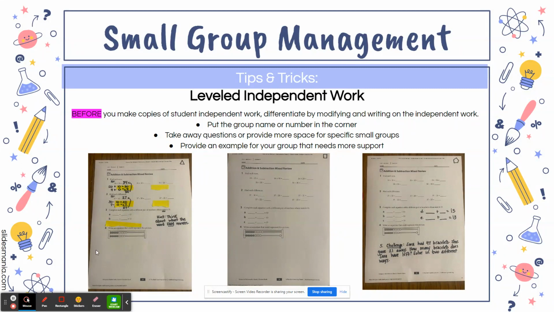So notice this below level math group, things were taken away, and an example for that group was provided because they need more support, and maybe a hint too. Then the squares was the on-level group, nothing was changed. And then the pentagons was the group that needs a little bit more of a challenge. And so a challenge question was added, and a few other things to push their mathematical thinking.